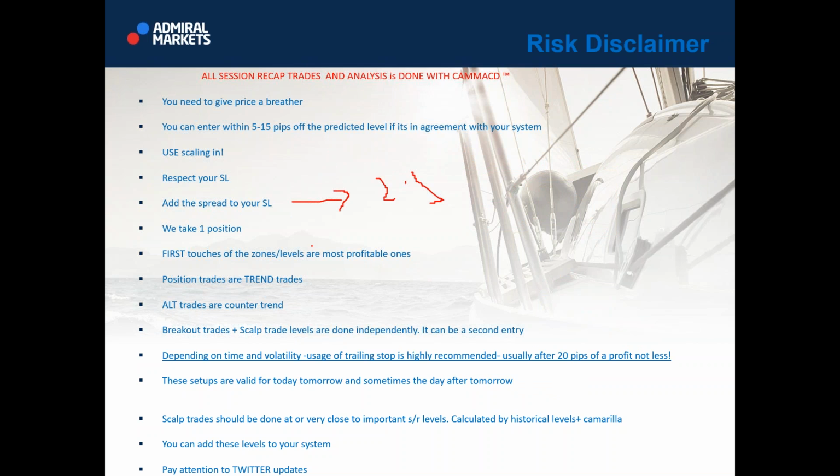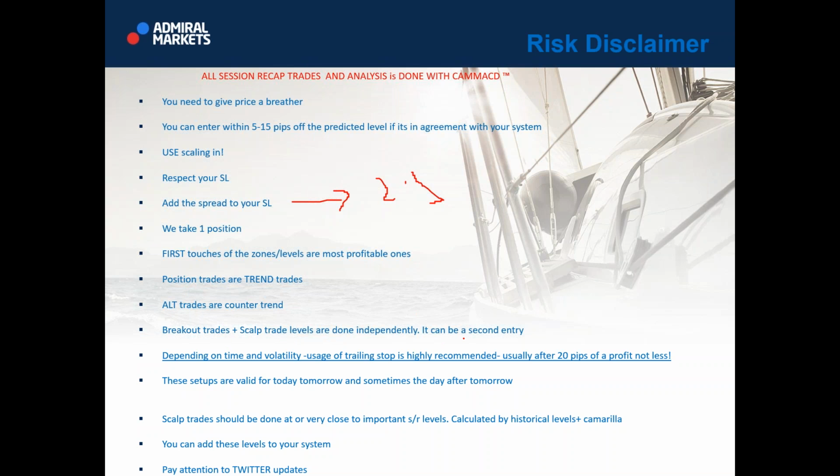First touches of the zones or levels are most profitable ones. So that is why we trade first touches of the zone, first bounces of the zone. Position trades are called trend trades. Alternative trades are called counter trend trades. Okay. Breakout trades and scalp trade levels are done independently.